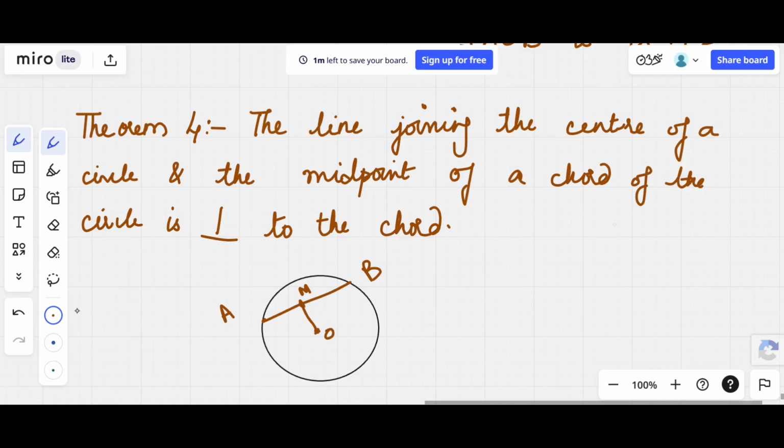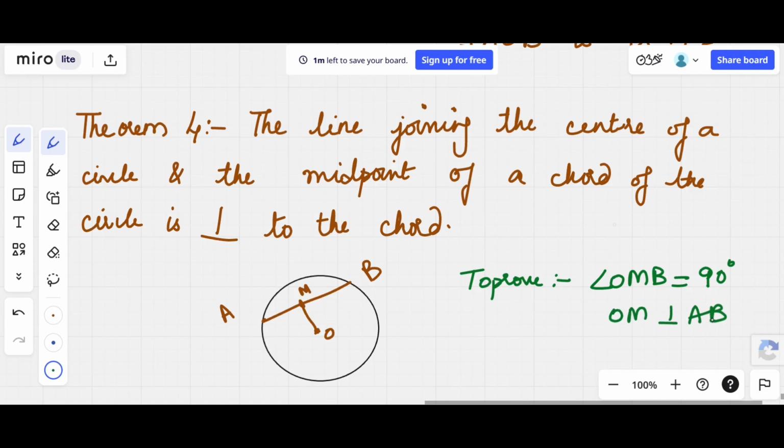So what do we have to prove? We have to prove angle OMB is 90 degrees. You have to prove OM is perpendicular to AB. That is what you have to do. Any idea how? Don't do it, just tell me any idea how we will do this, kids?